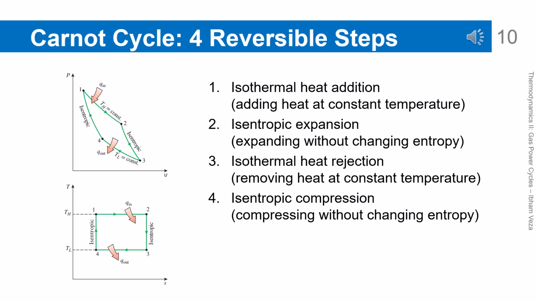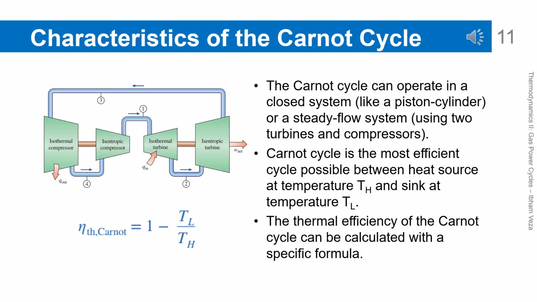Carnot cycle. Four reversible steps. The Carnot cycle consists of four well-defined reversible processes. Two processes are isothermal, and the other two are isentropic. This combination results in a cycle with the maximum theoretical efficiency. Each step has an important physical meaning in energy conversion. This cycle serves as the reference standard for all other cycles.